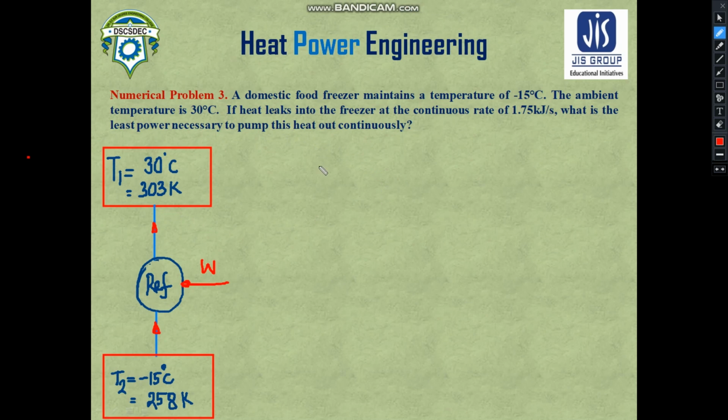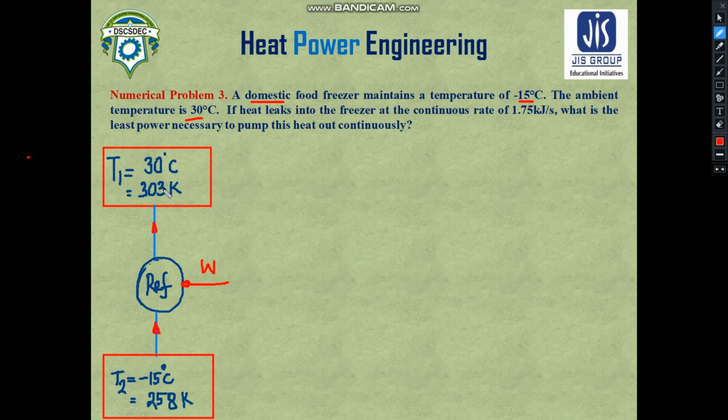Before doing this problem, we must understand the working principle of the refrigerator. A refrigerator is a device which maintains the cold place cold. Now a domestic food freezer maintains a temperature of minus 15 degrees Celsius. That means the objective of this freezer is to maintain the temperature of minus 15 degrees Celsius. Now what is the restriction? Why isn't this refrigerator able to maintain the temperature at minus 15 degrees Celsius? Because the ambient temperature is 30 degrees.